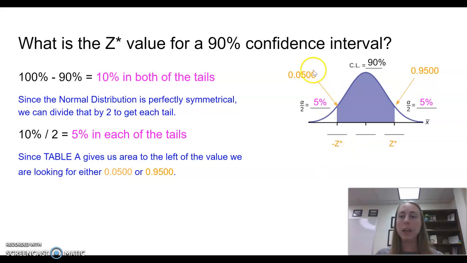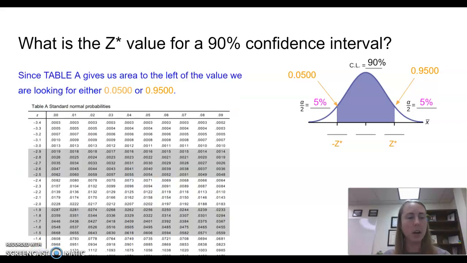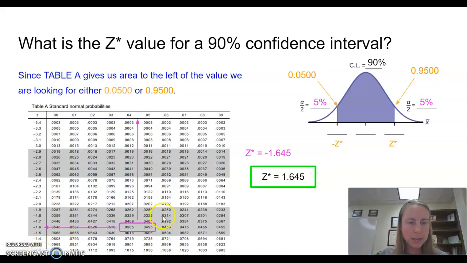Then we can look in table A. We can either use 0.0500, that's 5% written as a decimal, or we can add 5% to 90 and look for 0.9500 in the table. Both of those will give us the same number, just with different signs. So let's take a look at the table. Here's our standard normal table. We're going to scan the middle of the table where all the probabilities are, and we're going to look for either of those 2 decimals. In the chunk that I have screenshotted right now, we can see it's not exactly 5%. We have a 5.05% and we have a 4.95%.